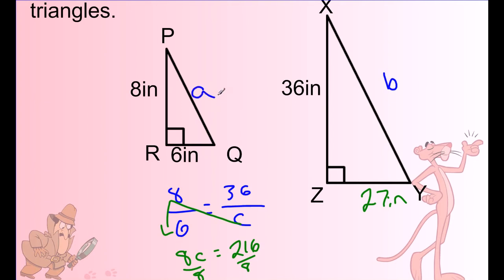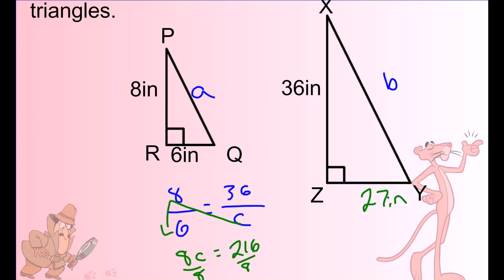What knowledge do we have to help us find these other two sides? Because side A and side B are both corresponding to each other, if I find one of them, I can easily find the other using a proportion. So I have to find out what one of these is. Do you see it? Both of these triangles are right triangles.